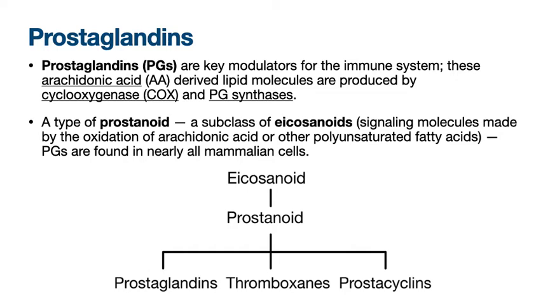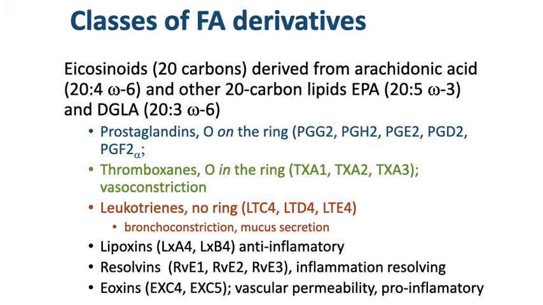So these are a bunch of big words, so it's sometimes easier to visualize how the classification or the hierarchy of it goes. So prostaglandins are prostanoids alongside thromboxanes and prostacyclins, and prostanoids are a type of eicosanoid. Going to our next slide, we have one from class. This is our slide on the classes of fatty acid derivatives.